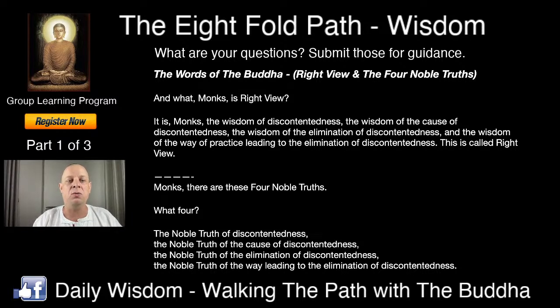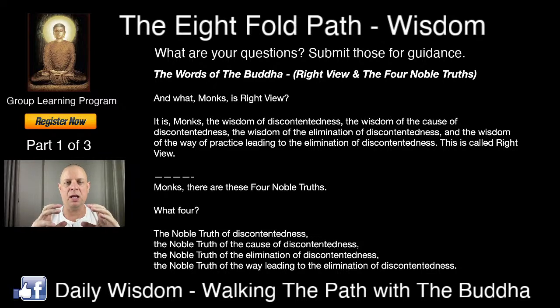So here in right view, as part of the Eightfold Path, the Buddha says, "In what, monks, is right view? It is, monks, the wisdom of discontentedness, the wisdom of the cause of discontentedness, the wisdom of the elimination of discontentedness, and the wisdom of the way of practice leading to the elimination of discontentedness. This is called right view."